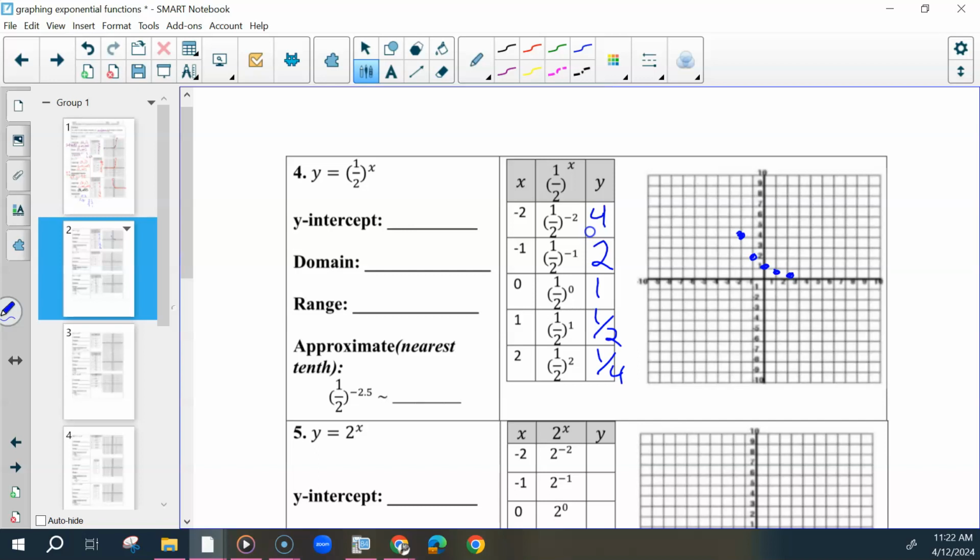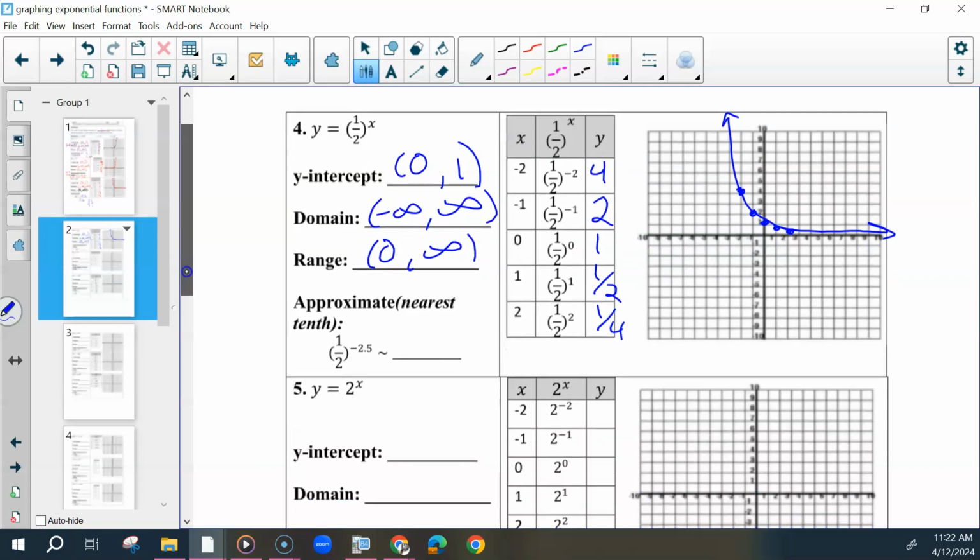Do you see it makes that same curve towards the same direction as the last one? Y-intercept is still 0, 1. Domain: negative infinity to positive infinity. It has a change, range: 0 to infinity. So far, it's been the same.